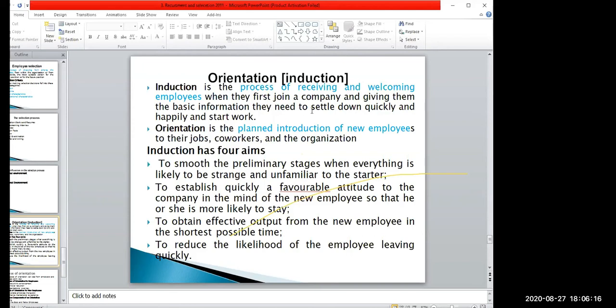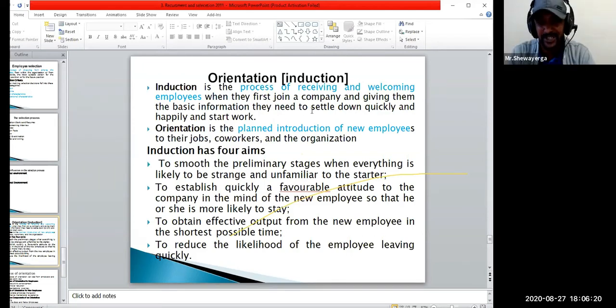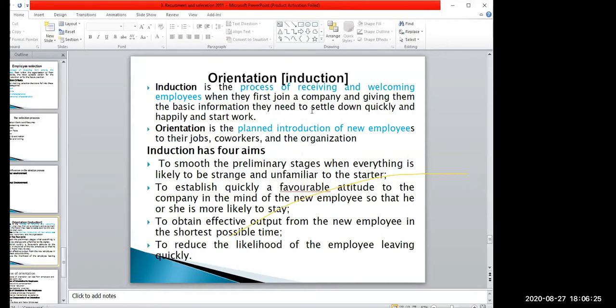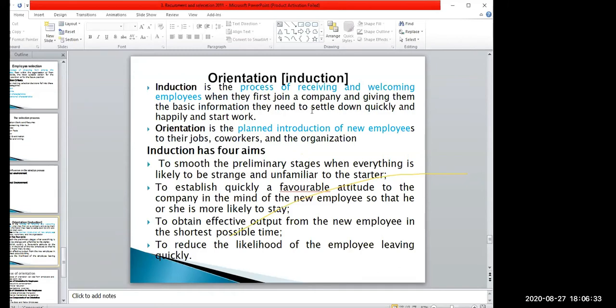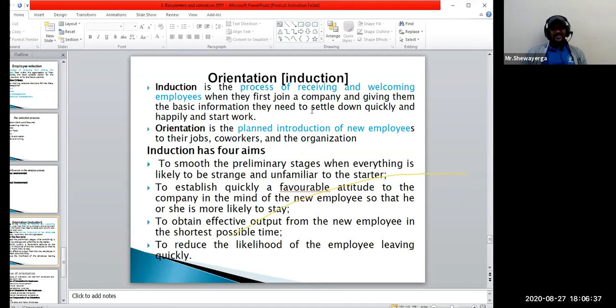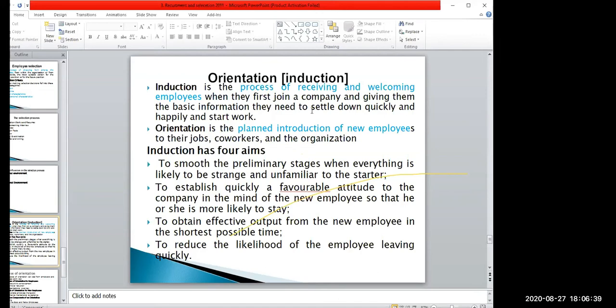Orientation comes first. Okay, orientation comes first. It is given by human resource employees about a company. Induction means about the work, about the job, his responsibility, duties, responsibilities, and others.